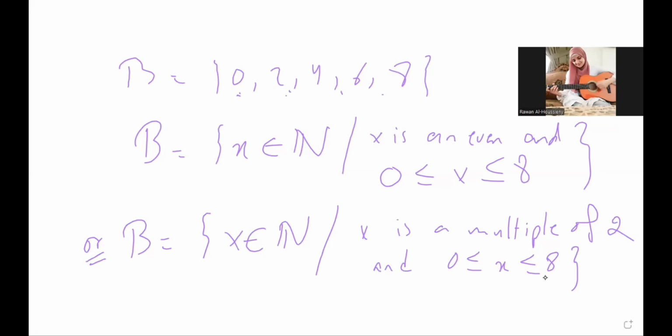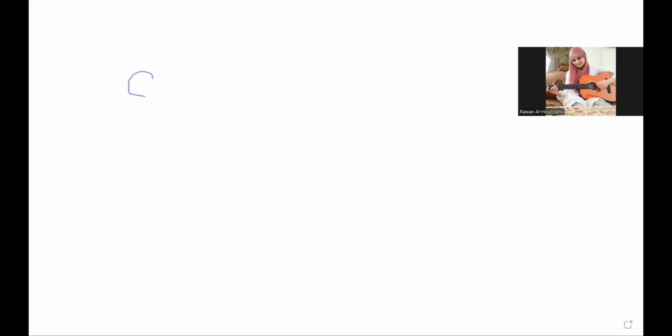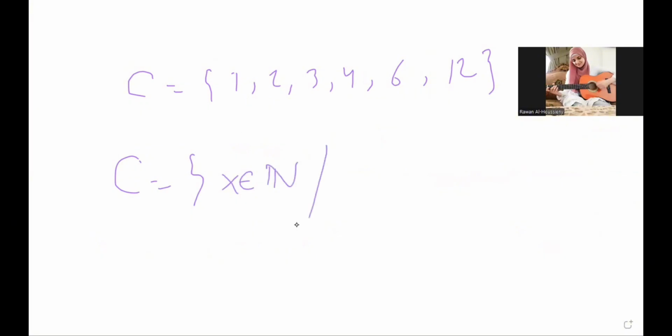Okay? Now I will give another example, which is C, which is equal to 1, 2, 3, 4, 6, and 12. First, these numbers are all natural numbers, so x belongs to N such that... Let's see which possibility we have. Are they consecutive numbers? Of course not, because 5 does not exist here. Also, they are not prime numbers. Why? Because 1 is not a prime number.